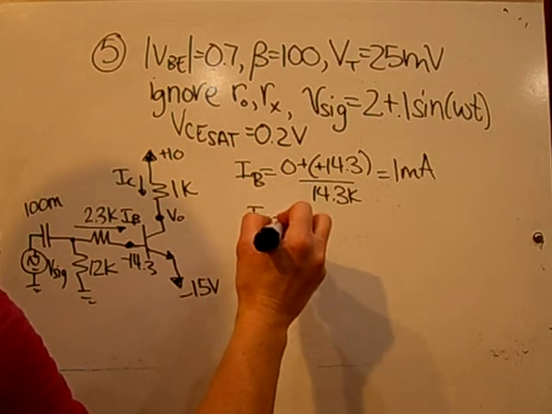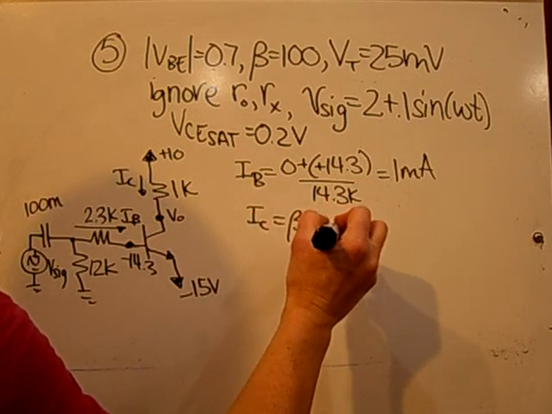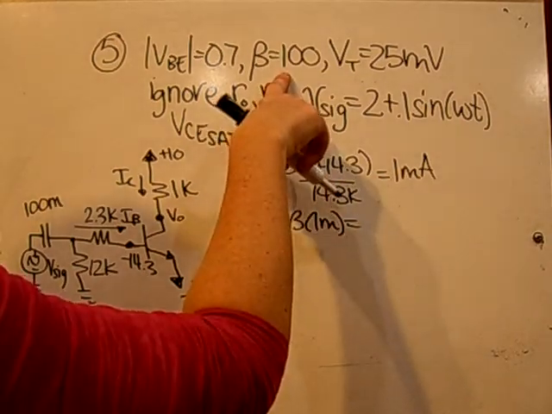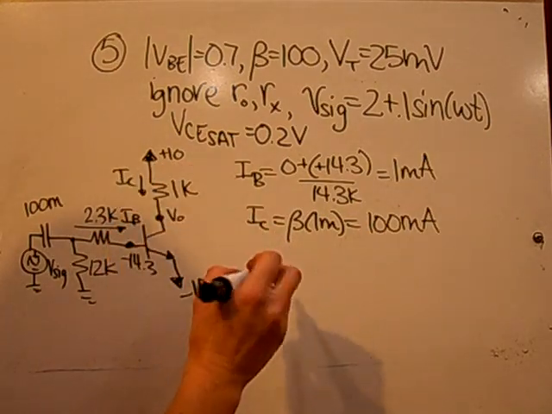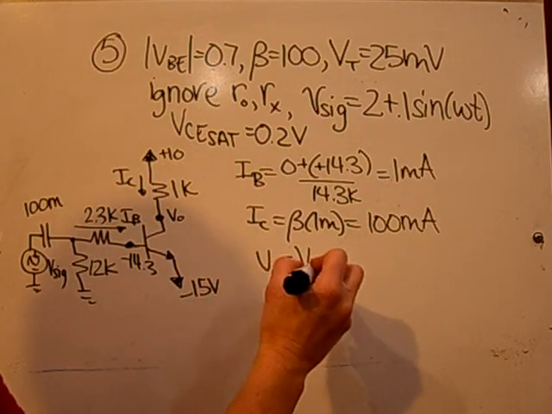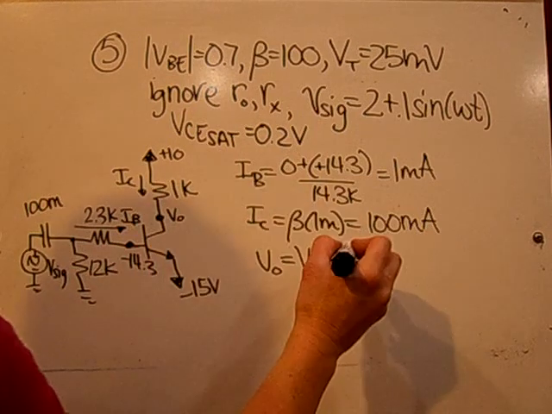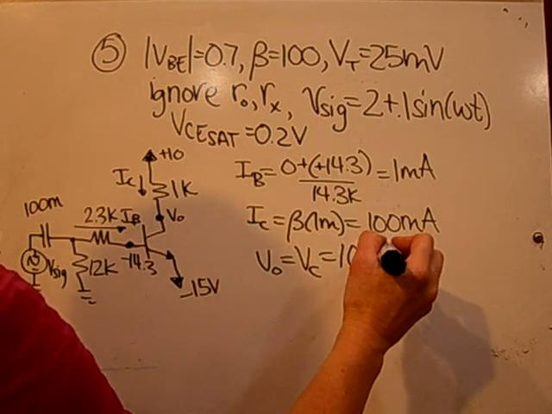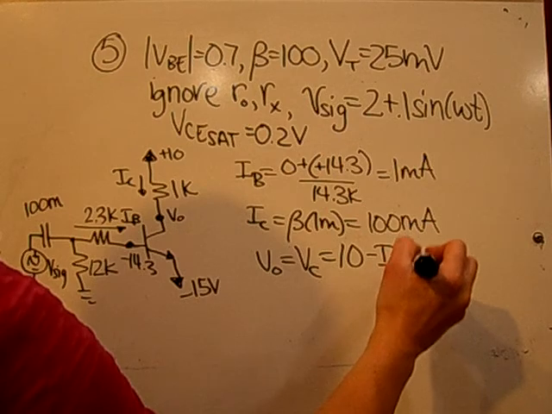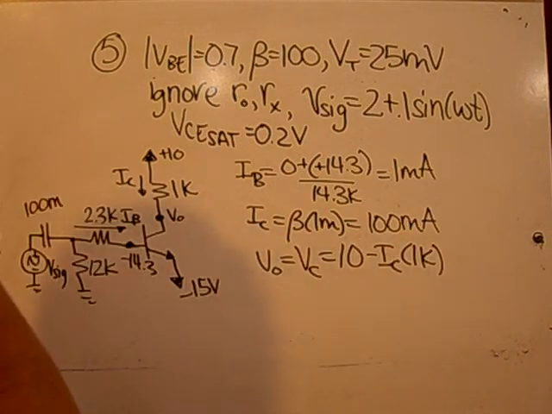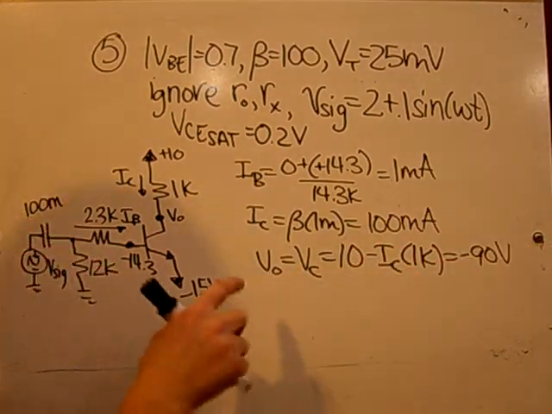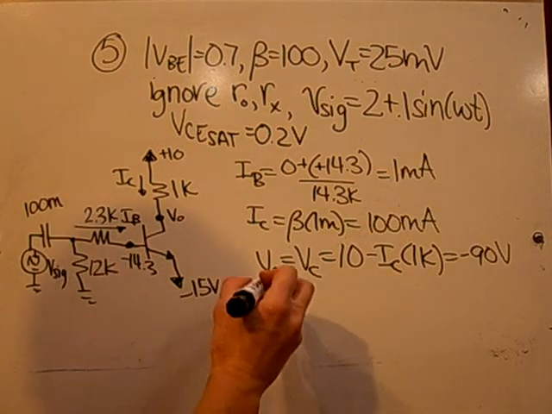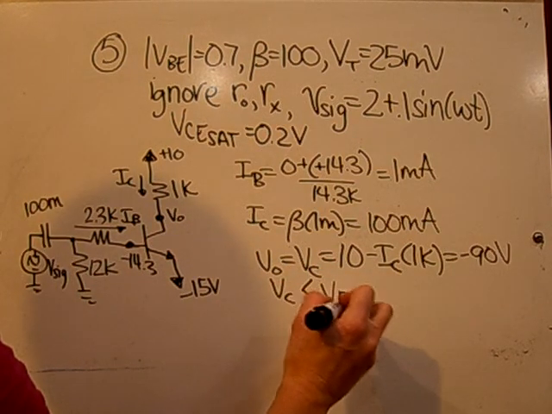IC is beta times IB. So beta is 100, so this gives 100 milliamps. VO, which is VC, is 10 minus IC times 1K, so 100 milli times 1K, you're going to get minus 90 volts. This is way less than minus 14.3.